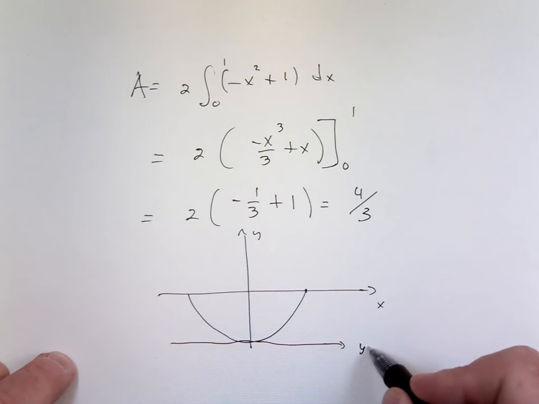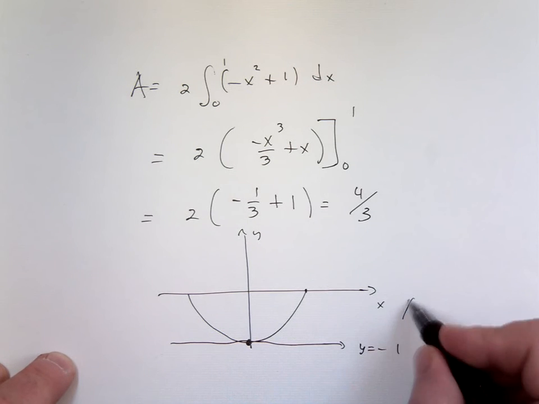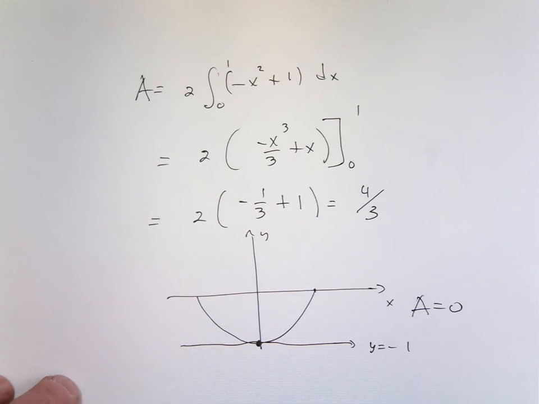And I want the area bounded by these two. That area is going to be 0. It's just a single point. Okay?